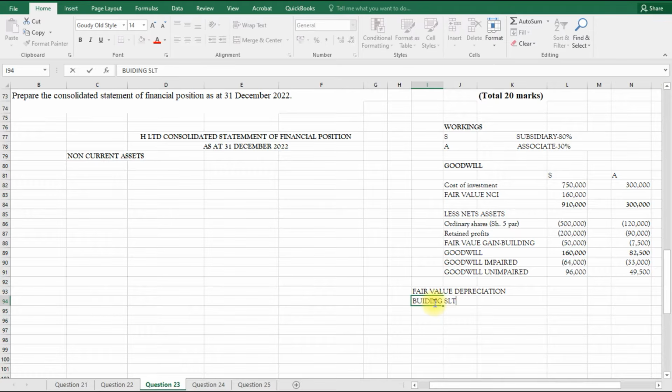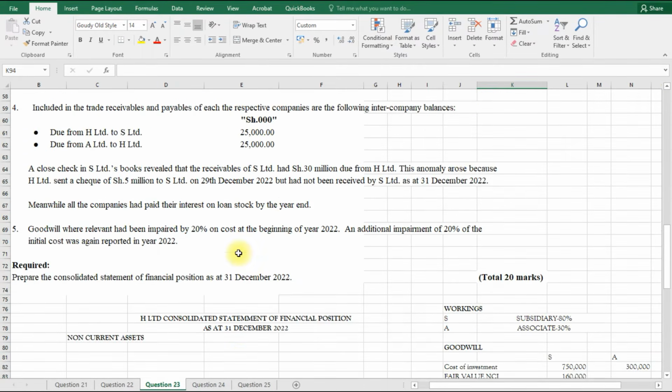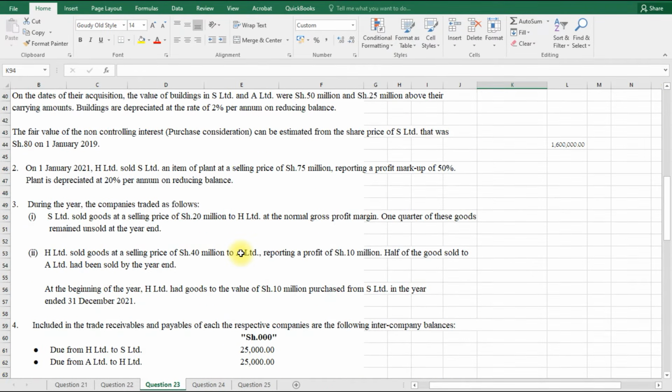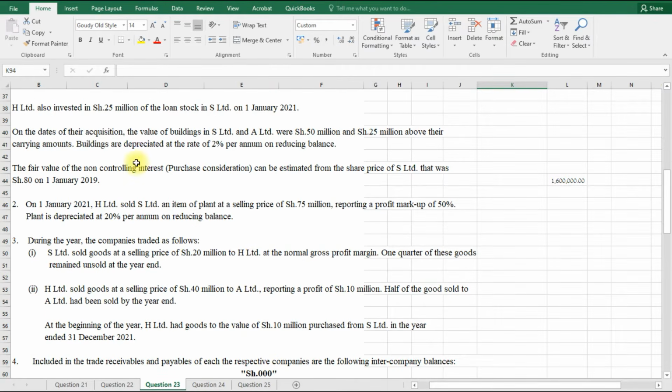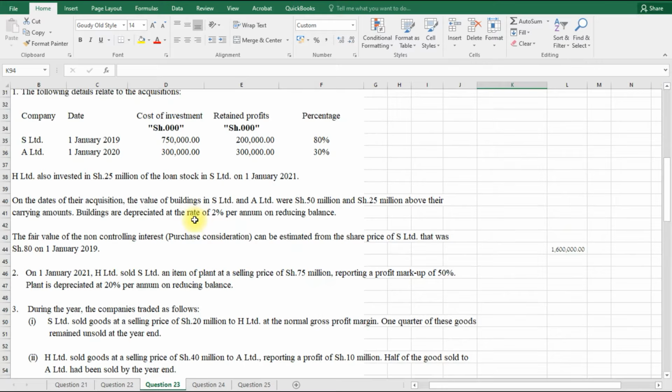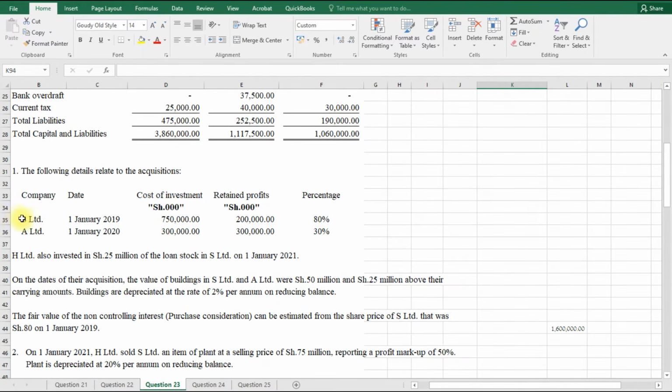for S Limited, we are told depreciation is calculated here on the date of acquisition as 50,000 and 25,000 above their carrying amount. Buildings are depreciated at the rate of 2% per annum on reducing balance. When you look at S, when did we acquire S? We acquired S on 1st January 2019.